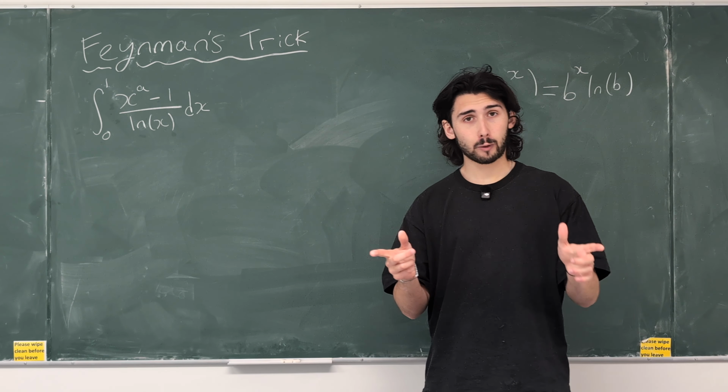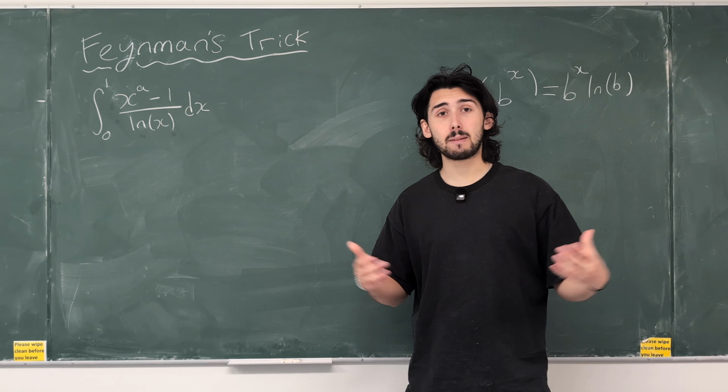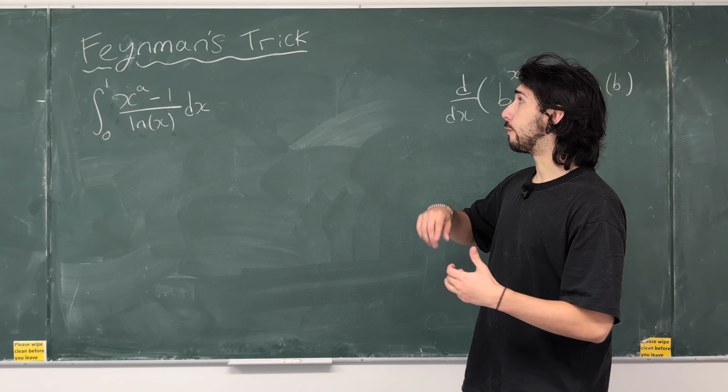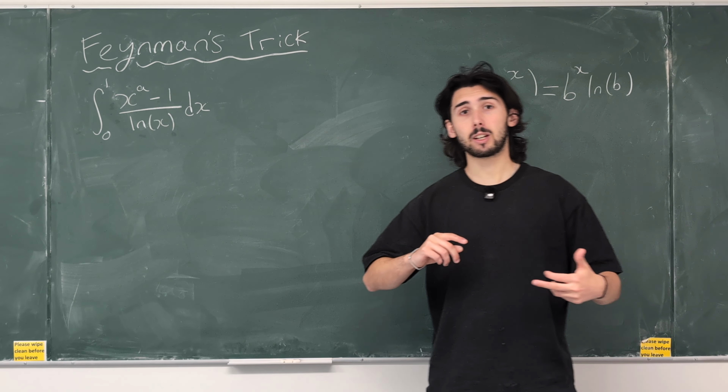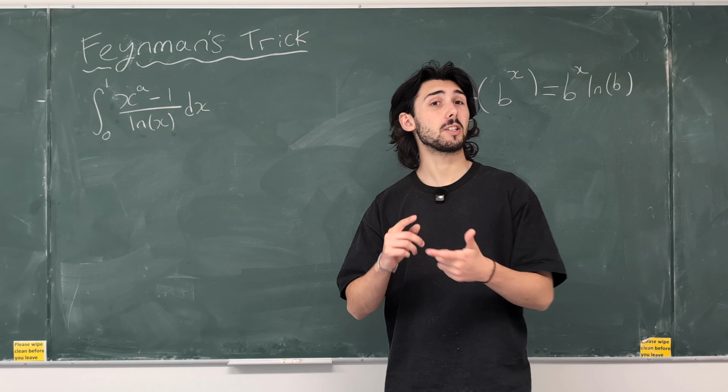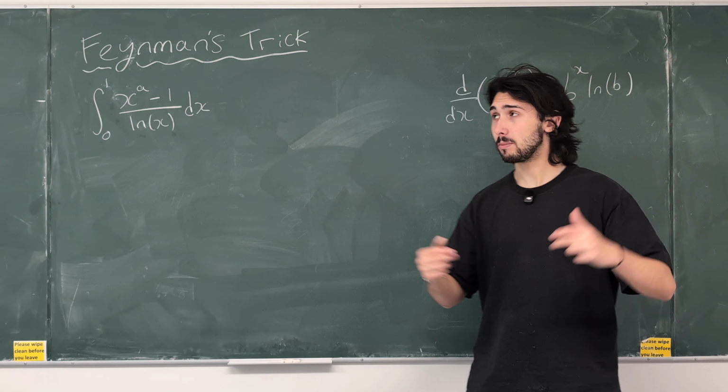We're looking at Feynman's trick. It goes under many names: Feynman's trick, Feynman's rule, differentiating under the integral sign, differentiating inside of the integral sign. It has loads and loads of names.